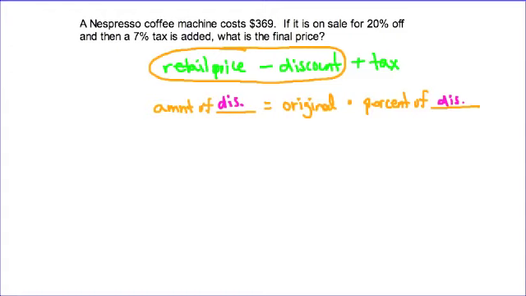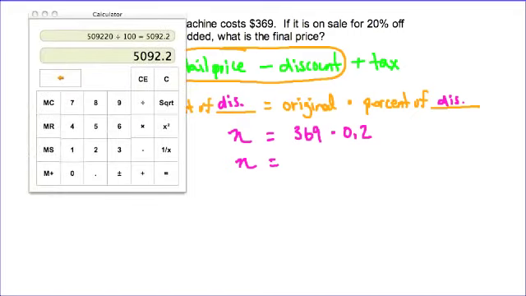To do that, let's plug in some numbers here. Here's what I know. The amount of the discount is what I'm trying to find. I do know the original price is $369 and the percent of discount is 0.2, so 20% converted to a decimal. So I'm going to quickly work that out. N is equal to 369 times 0.2 equals 73.8. So that's how much money I've saved.